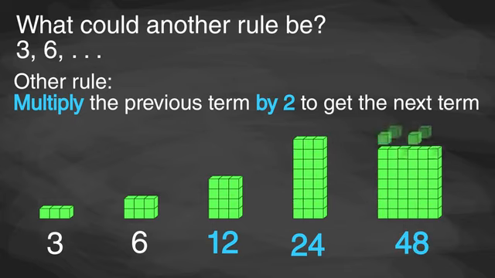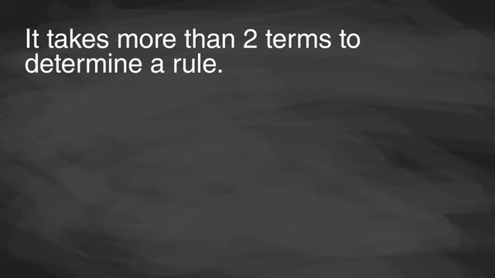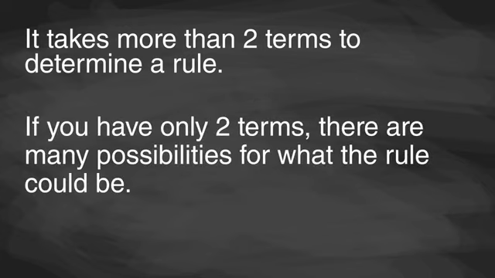When you're trying to find the rule for a sequence, keep this example in mind. As you can see, it takes more than 2 terms to determine a rule. If you have only 2 terms, there are many possibilities for what the rule could be.